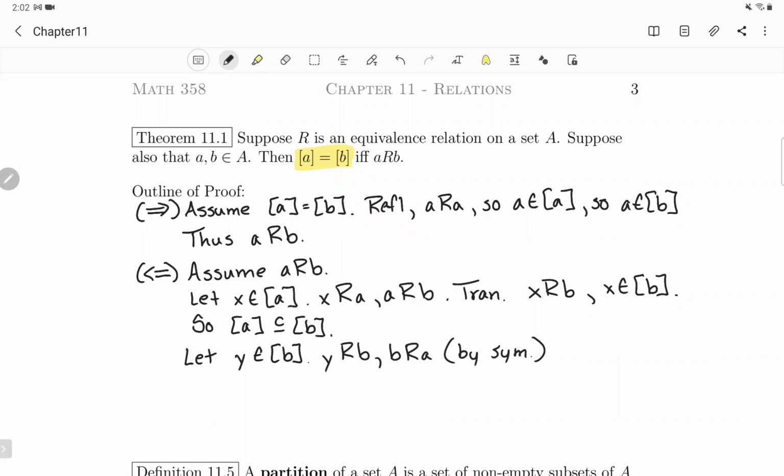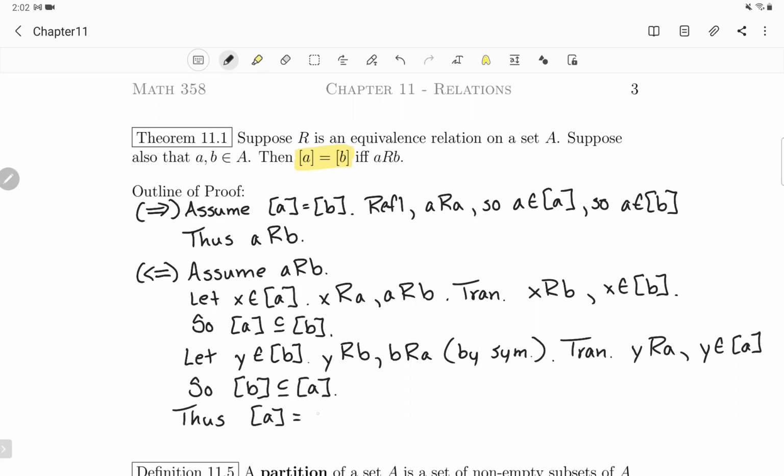So then we can use transitive to get Y related to A, which means Y is an element of the equivalence class of A. So the equivalence class of B is a subset of the equivalence class of A. Everything in A's equivalence class is in B's, and everything in B's is in A's. Therefore, they're the same. Thus, A equals B.